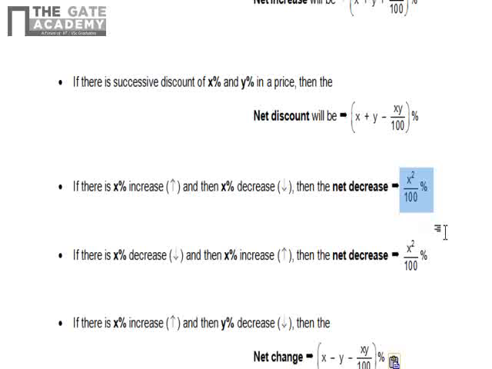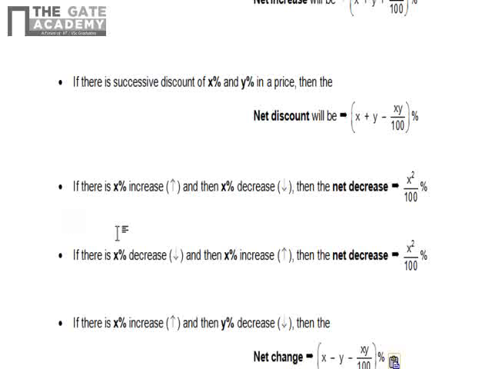Suppose there is a 10% increase and then 10% decrease, then you'll have a net decrease of 1%, because 10 square is 100, 100 upon 100 is 1%. You can prove this by taking a simple example.